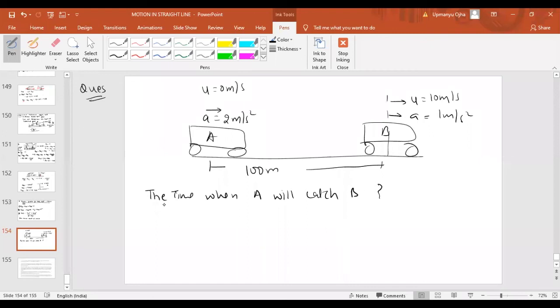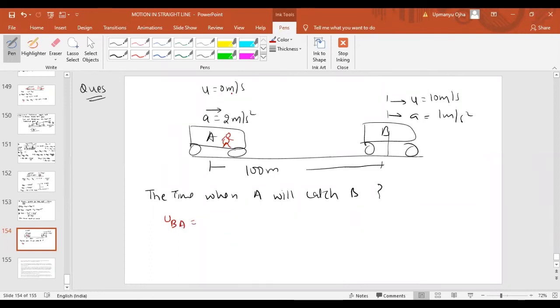Which observer do you want me to choose, A or B? Where should the observer be? Tell me which observer you want me to solve for. A. Okay, fine, let us take A. Now let us suppose that the observer is at A. Here is the observer. Now you tell me one thing. What is the initial velocity of B with respect to A?